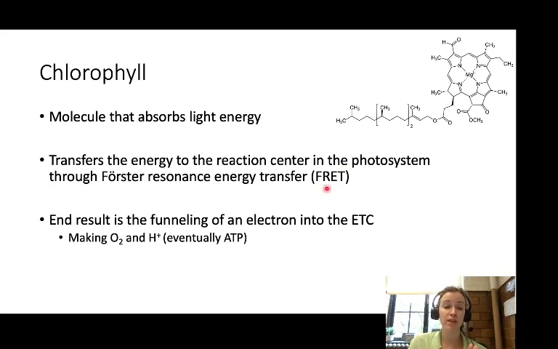And actually, FRET is used all the time in biochemistry and biology labs. So, of course, the end result of chlorophyll and photosynthesis is funneling of electrons through the electron transport chain. And for plants, that's great because they can make that ATP, they can make that oxygen, and thanks to plants, we can breathe, right?